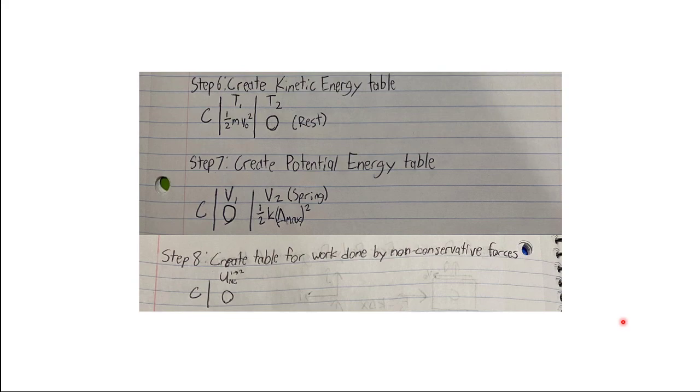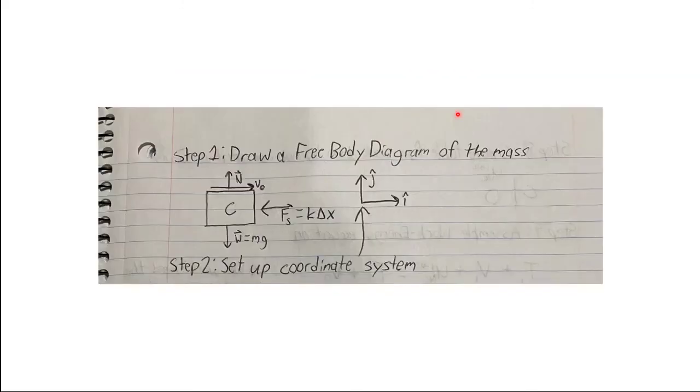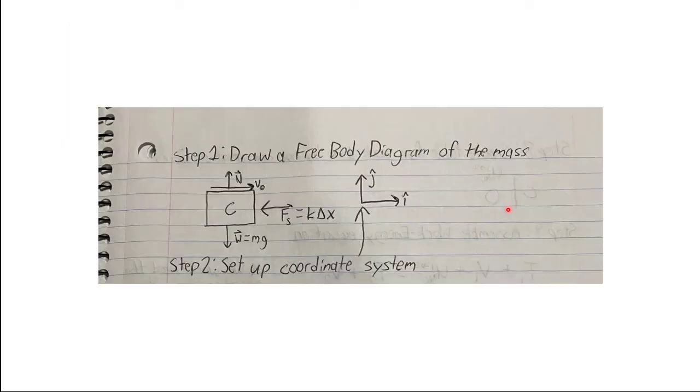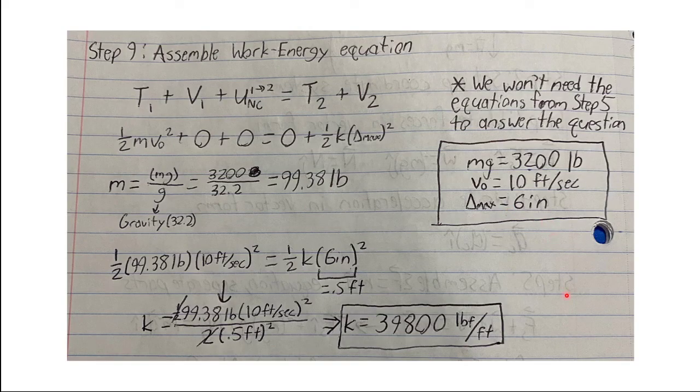So now we're going to look at the work energy stuff by writing out the tables for the masses for kinetic energy, potential energy, and the work done by non-conservative forces. So first looking at the kinetic energy table, going back to the equation here, obviously this mass is just moving in one direction initially, and when we find delta x max, that's assuming that our mass is not moving at all. So that is the most compression it could have in order to stop that mass from moving.